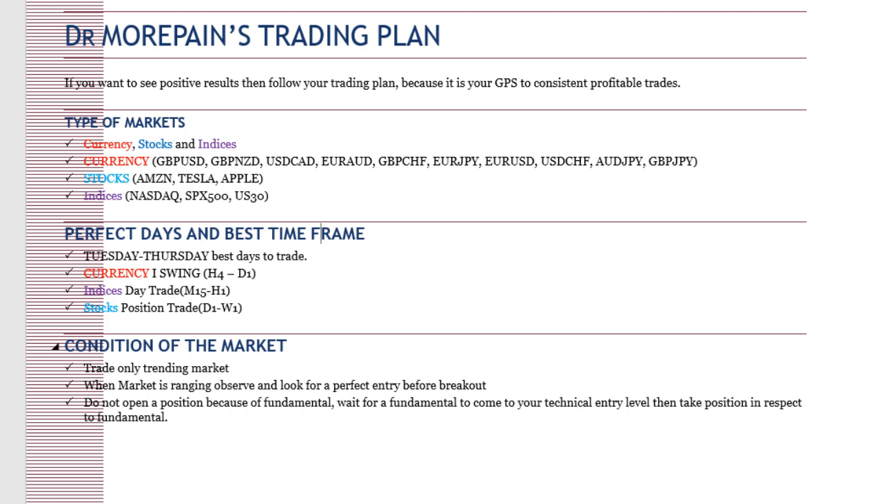So now I'm gonna just read mine. Trade only trending market. This is specifically for me. This means that based on the back testing, my strategy works better when the market is trending. When the market is ranging, I observe and look for a perfect entry before a breakout. So my strategy can spot an entry before an actual breakout.